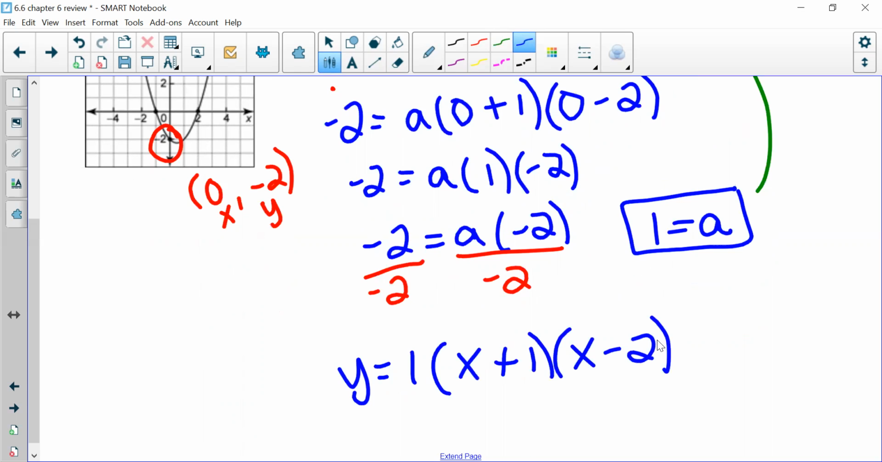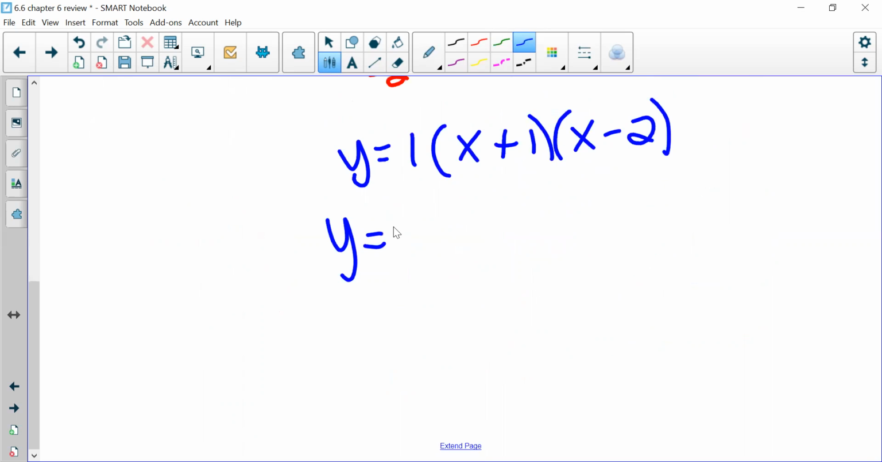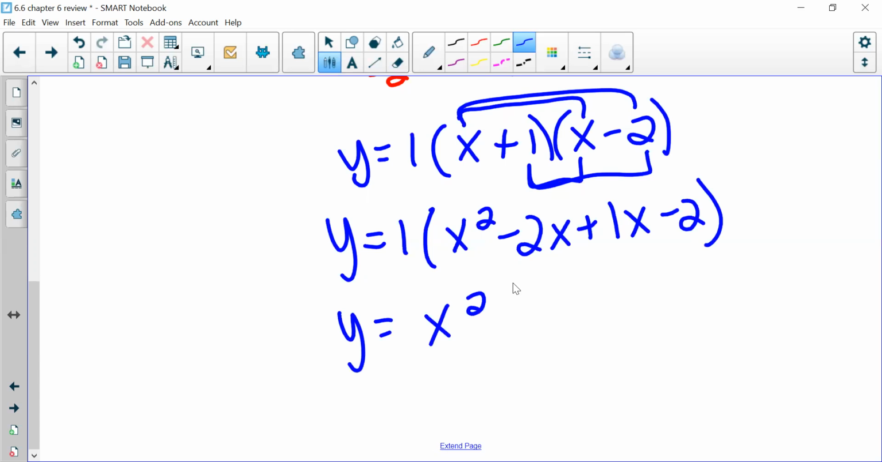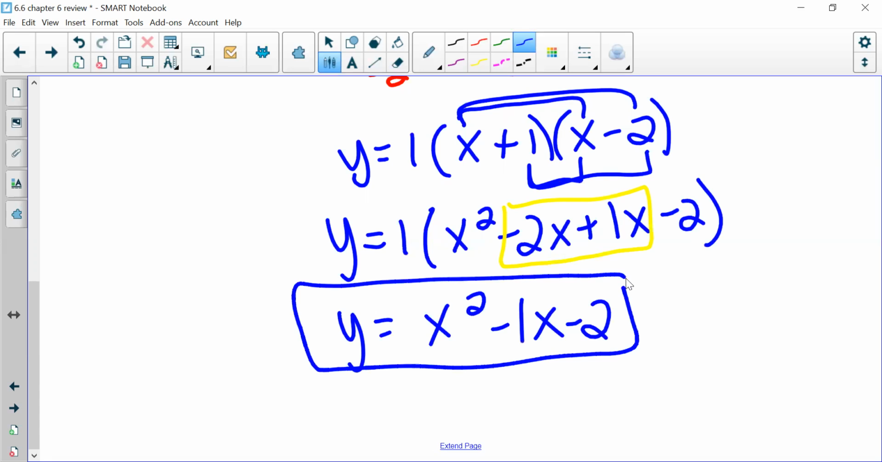So remember, FOIL and then follow BEDMAS. So when I FOIL this equation together, I don't need the 1 in front. I can write it if I want, but it won't change anything. So x times x is x squared. X times -2 is -2x. 1 times x is 1x. And 1 times -2 is -2. And then I can distribute the 1, simplify my equation. -2x plus 1x is -1x minus 2. So this is in standard form.